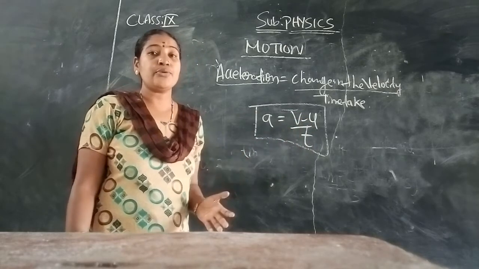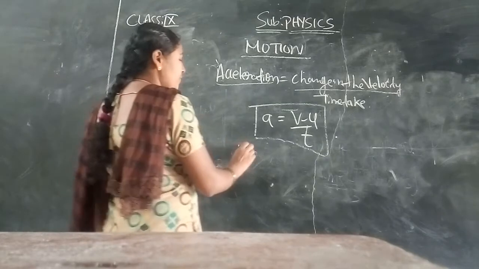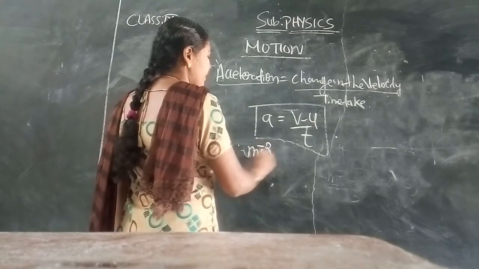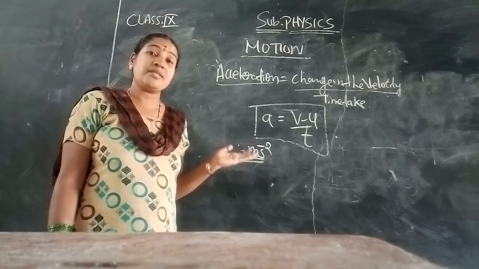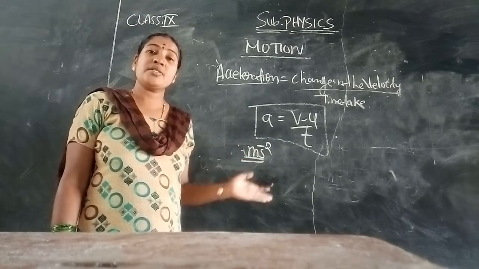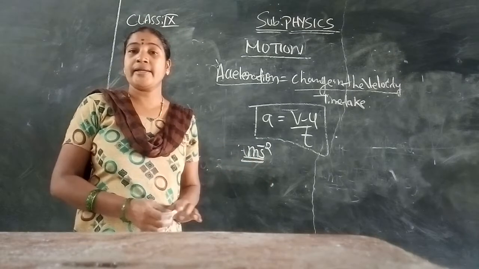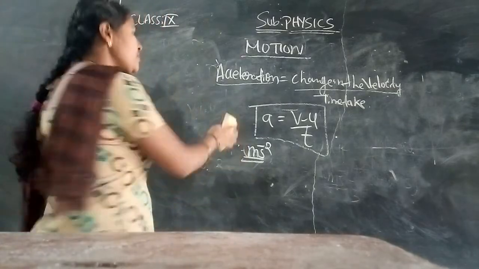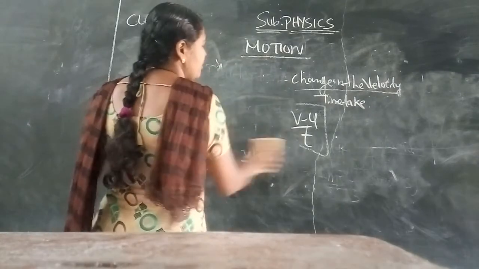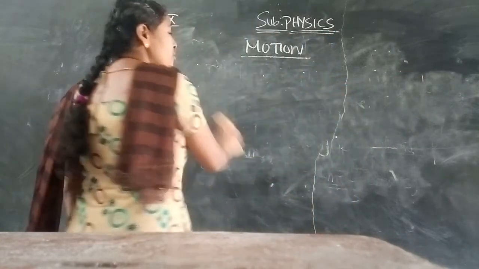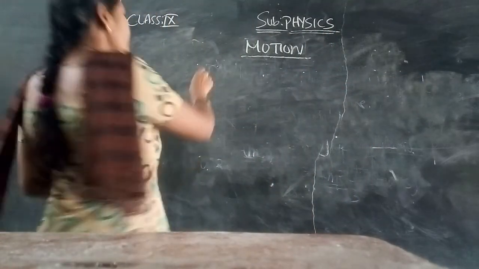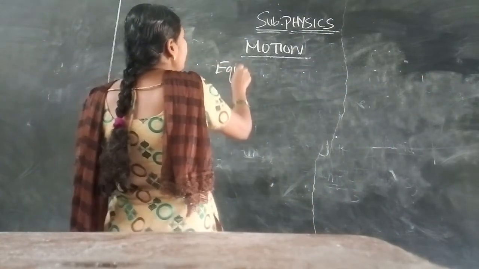Then what is the SI unit of acceleration? The SI unit of acceleration is meter per second square, that is m s to the power of minus 2. And based on this formula also, we have solved some of the problems in the regular classes. Okay, what else we have studied in the classes? Children, acceleration finished. Next, equations of motion using the graphical method.